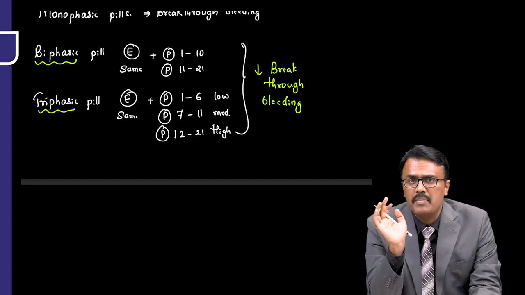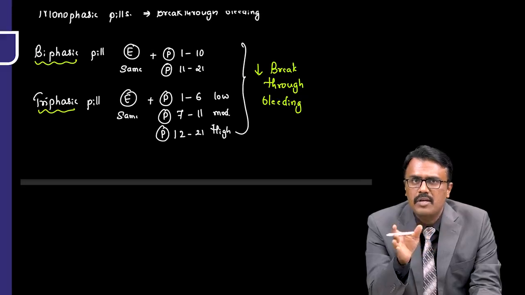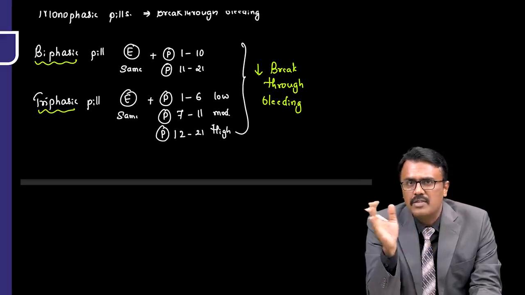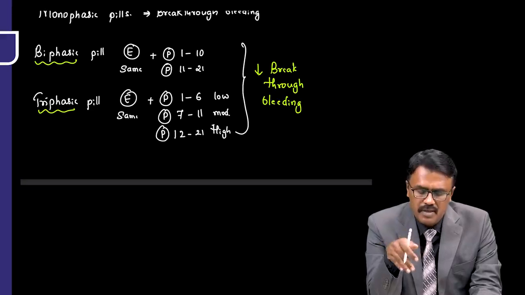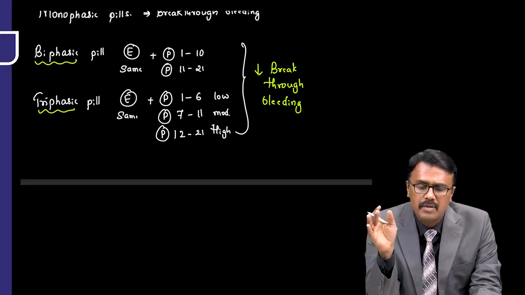So here we are mimicking the physiology, because you know that initially 14 days it's estrogen phase, next 14 days progesterone phase. But here what we did in monophasic, we are giving the dosage same, and that's why in between bleeding is common.